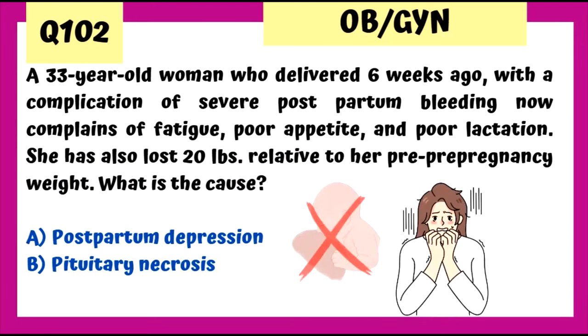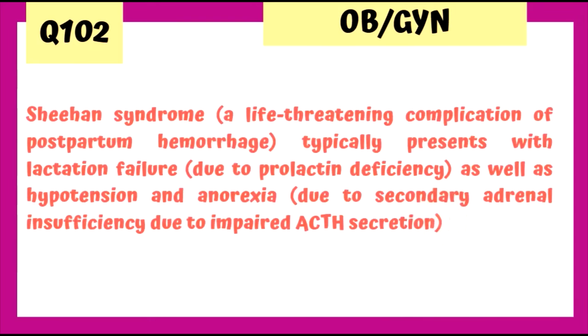Question 102. A 33-year-old woman who delivered 6 weeks ago with a complication of severe postpartum bleeding now complains of fatigue, poor appetite, and poor lactation. Bleeding, now poor lactation. That sounds like Sheehan syndrome. She has lost 20 pounds relative to her pre-pregnancy weight. What is the cause? This is Sheehan syndrome, which is due to pituitary necrosis. Sheehan syndrome typically presents with lactation failure due to prolactin deficiency, as well as hypotension and anorexia due to secondary adrenal insufficiency due to impaired ACTH secretion.